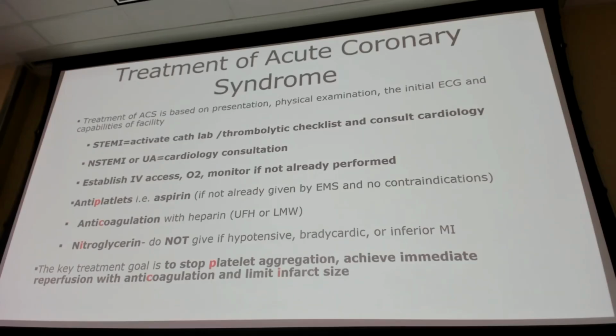Some of our important adjuncts when they show up with STEMI or NSTEMI is making sure they get aspirin immediately, so an antiplatelet agent. Then we want to stop the coagulation, so we give an anticoagulant. Normally that's heparin. In some facilities you could give Lovenox, which is probably shown to be better, but we like to have something we can quickly turn on and off. Then we give nitroglycerin. We'll talk about why we give these in the next few slides.